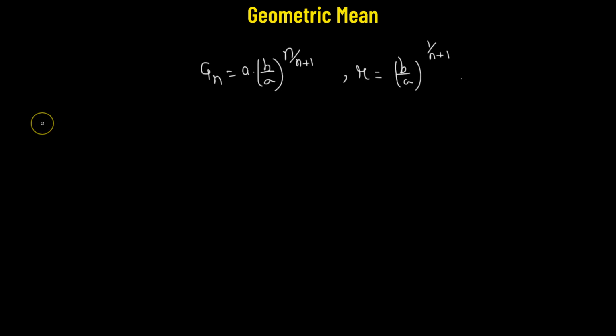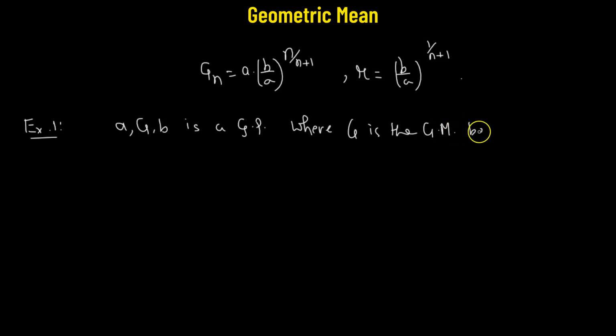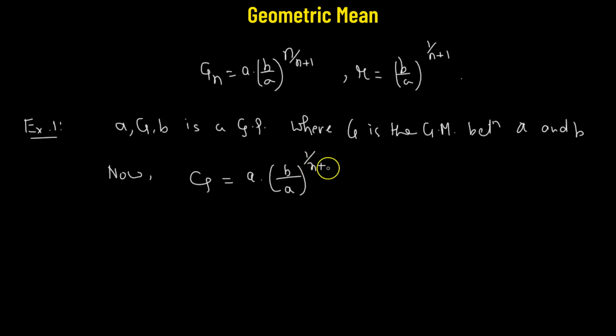So let's try this out with the help of an example. Let's try to understand this idea with the help of an illustration. Example number 1. Let's say we're inserting only one geometric mean between a and b. So let's say a, g, b is a geometric progression where g is the geometric mean between a and b. Now we can find out the value of g. So g will be equal to the first term multiplied by the common ratio, which is defined as the last term divided by the first term, whole raised to the power of 1 divided by n plus 1.